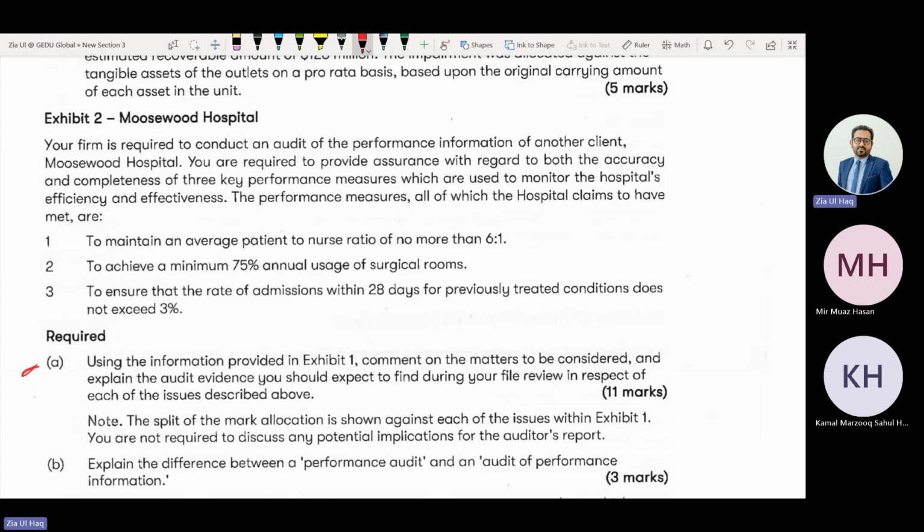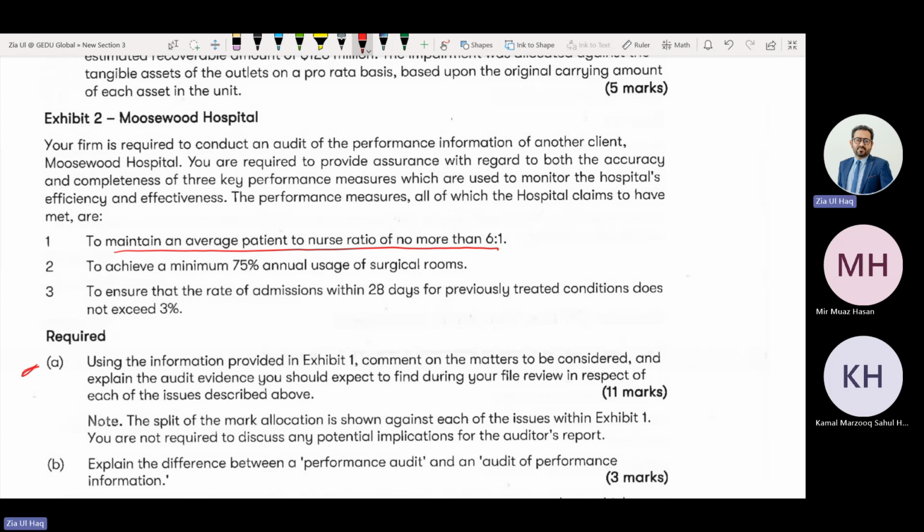The performance measures, all of which the hospital claims to have met, are: first, to maintain an average patient to nurse ratio of no more than 6:1. This means there must be one nurse for 6 patients, because one nurse can handle a maximum of 6 patients, not more than this. If she is managing more than 6, she will not be managing effectively.